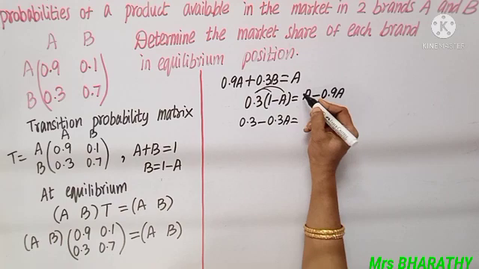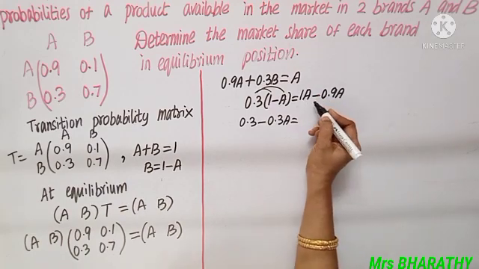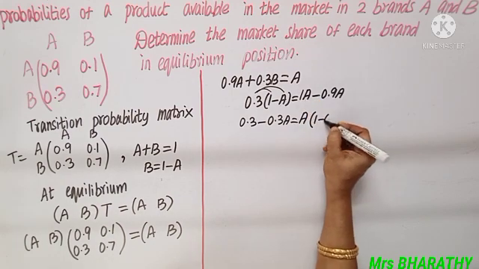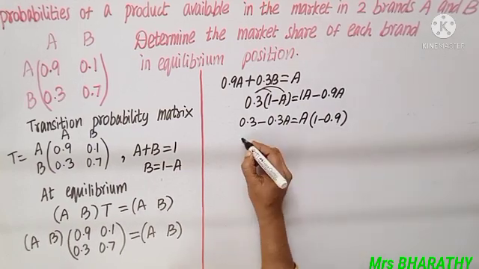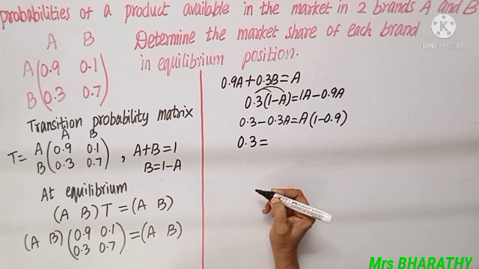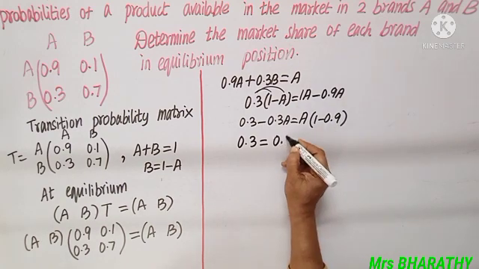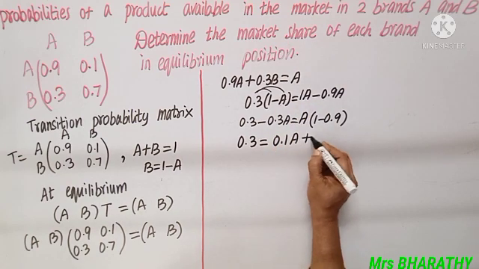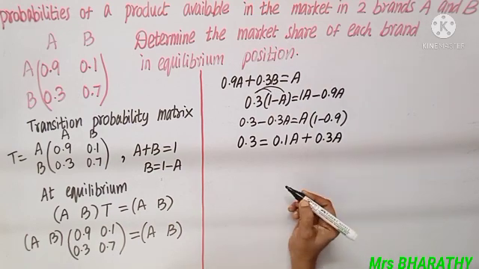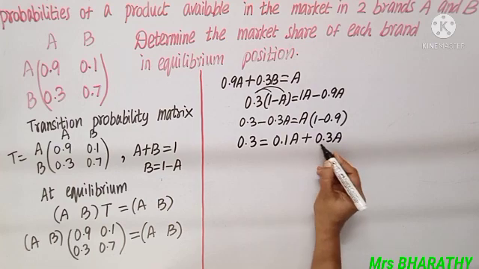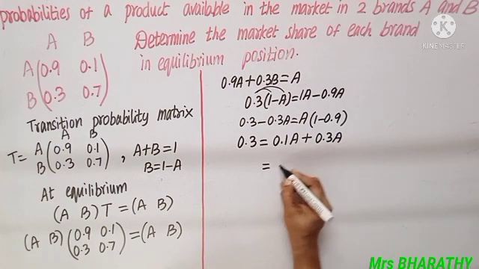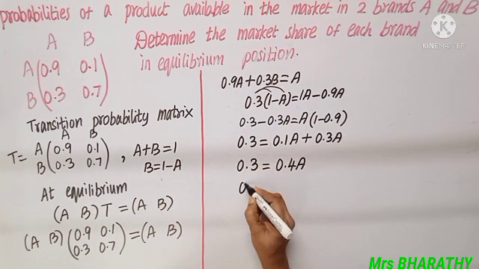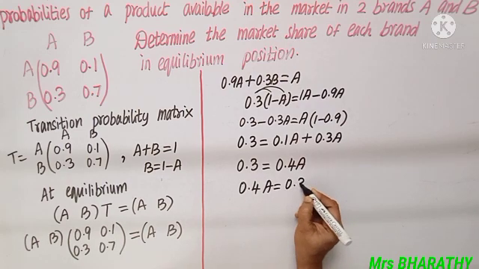That is, here the number is 1. Whenever there is no number, I treat it as 1. A is common, 1 minus 0.9. As we simplify, 0.3 equals 1 minus 0.9 is 0.1 into A. This minus 0.3A, bring it to the right, plus 0.3A. As we simplify, 0.1A, 0.3A. I add to get 0.4A, that is 0.3. Or I rewrite 0.4A is 0.3.